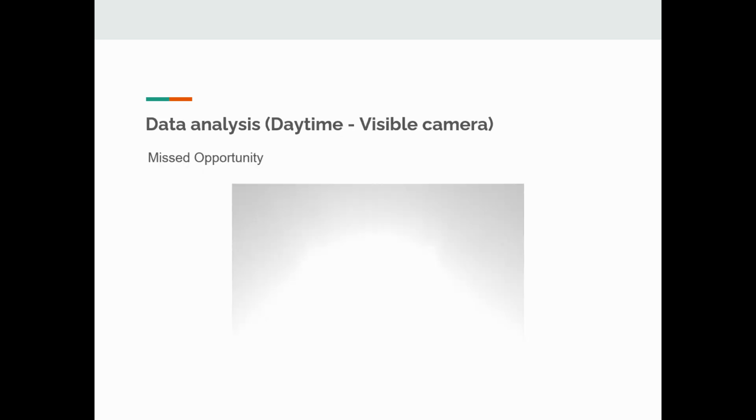Now, looking into the one missed opportunity for the visible camera, when we looked into the data, we found that the camera at that time was pointing very close to the sun, and hence the image was very overexposed. Hence we have this one missed opportunity for the visible camera.